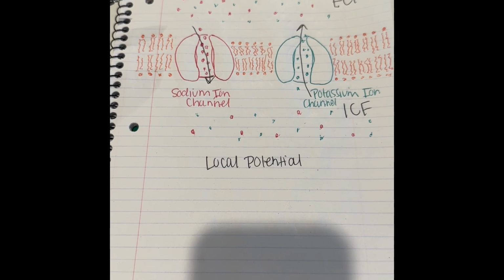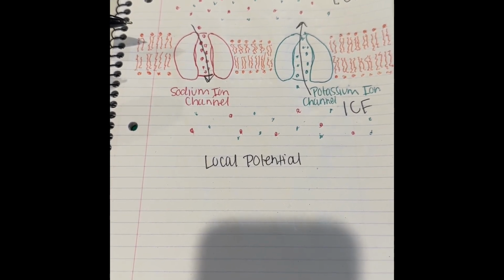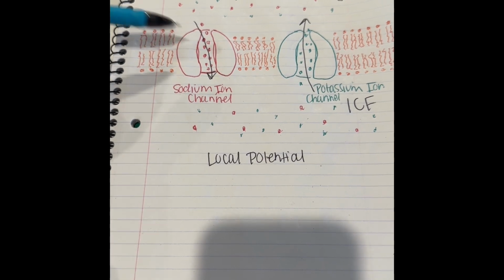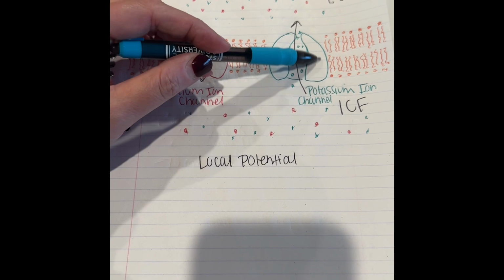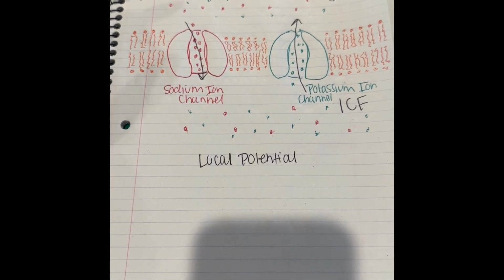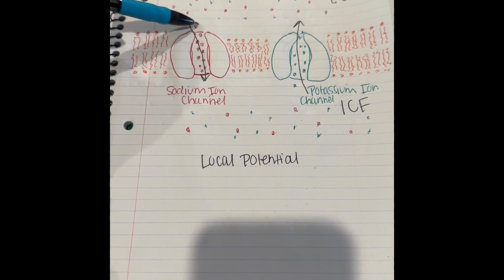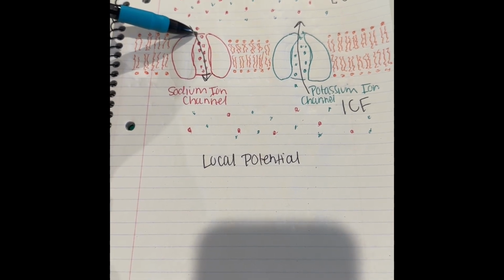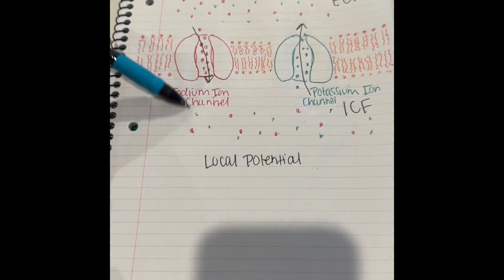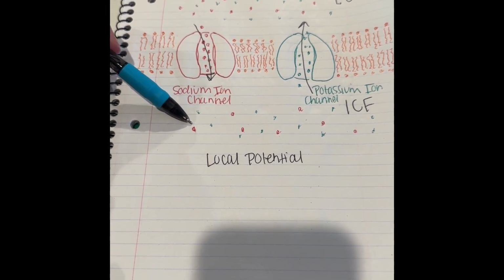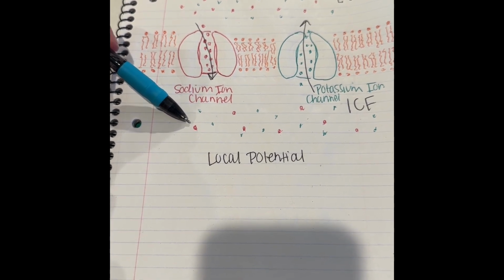Okay, next up we have local potential. So only specific stimuli can open gates on ion channels. So we have a sodium ion channel here and a potassium ion channel here. And so when the sodium ion channel is stimulated and the gate opens, we see positively charged sodium ions move from the ECF into the ICF. This change makes the membrane less polar, and it is called depolarization.